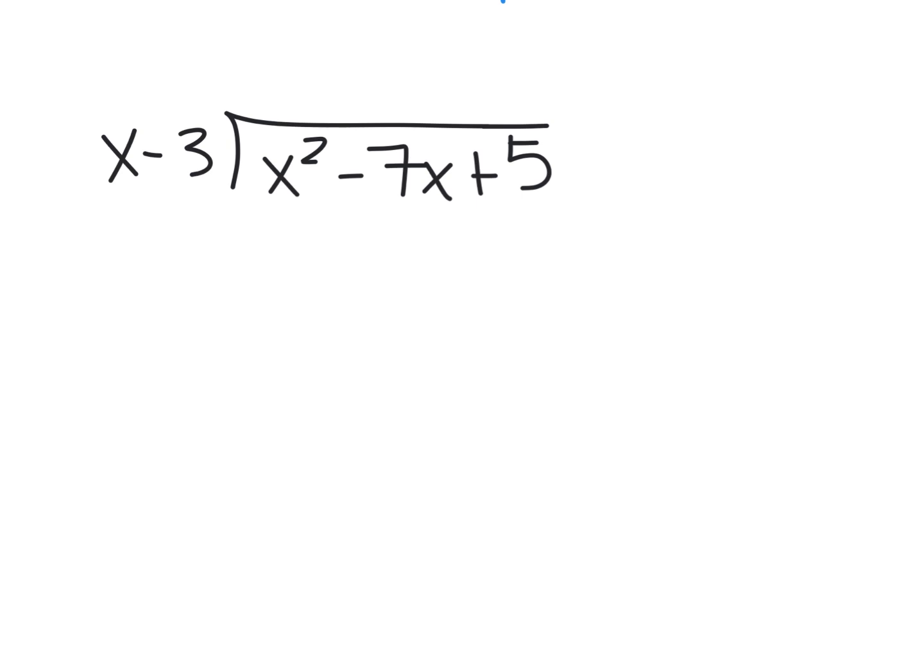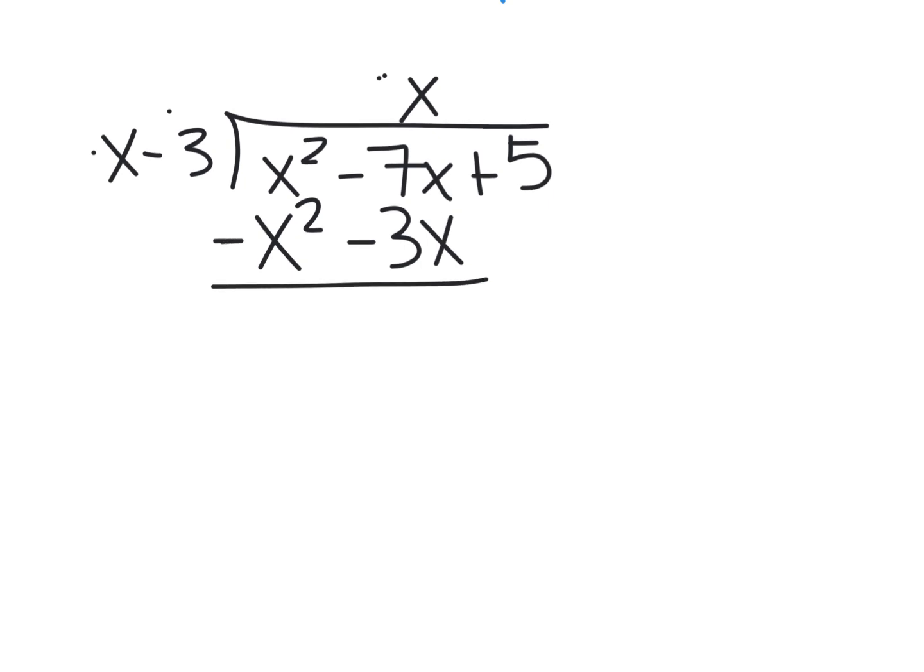Start with your leading term. What times x is x squared? Just x. So again, make sure you're multiplying by all the things. So we're saying x times x, x squared, and x times negative 3, negative 3x. Subtract or just change your sign. So that negative goes in front of the x squared. This negative 3x becomes a positive.